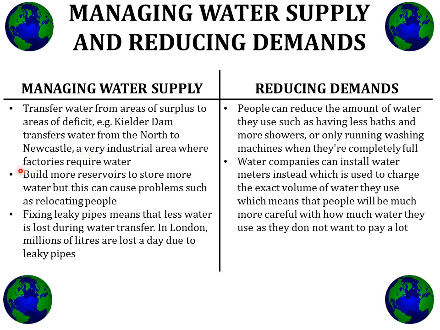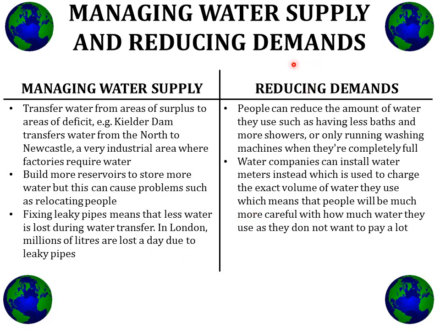Another example is to build more reservoirs to store more water, but this can cause problems as some people may have to relocate. And also, fixing leaky pipes means that less water is lost during transfer. For example, in London, millions of litres of water are lost a day due to leaky pipes.